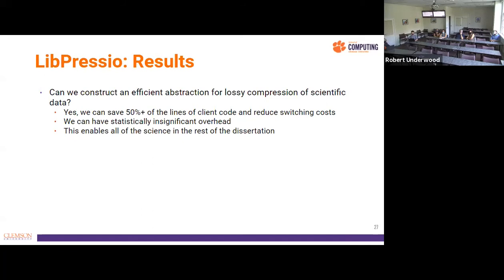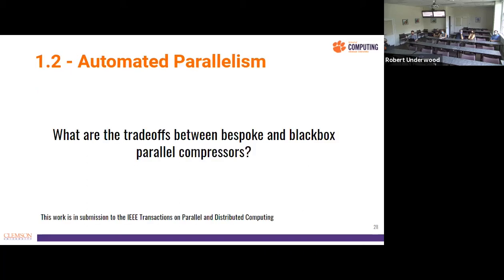So to summarize this section of results, can we construct an efficient abstraction for lossy compression of scientific data? Yes, we can, and we save at least 50% of the volumes of lines of client code while reducing switching costs. We can also show that we have statistically insignificant overhead by eliminating the different kinds of concerns that I showed earlier in the presentation that come from ignoring the kinds of concerns that we identified explicitly in LibPressio. And all of this enables the science that we will see throughout the rest of this dissertation. Now we're going to move on to the question, what are the trade-offs between bespoke and black box parallel compressors?